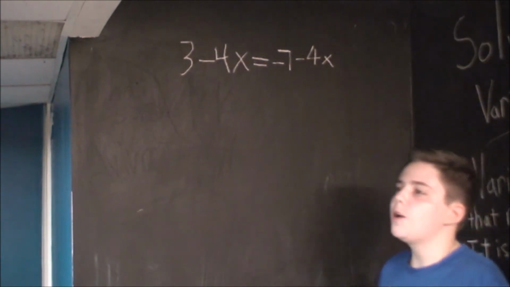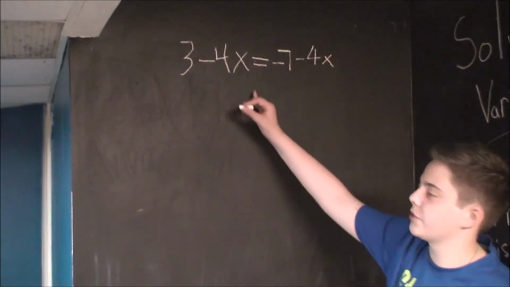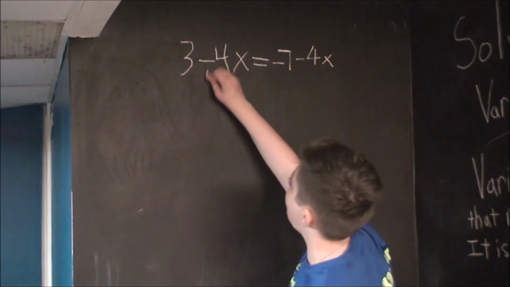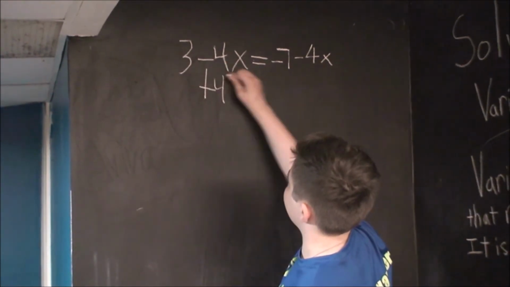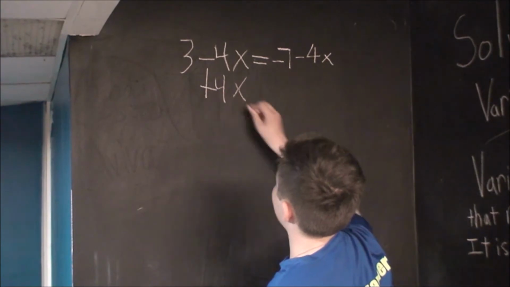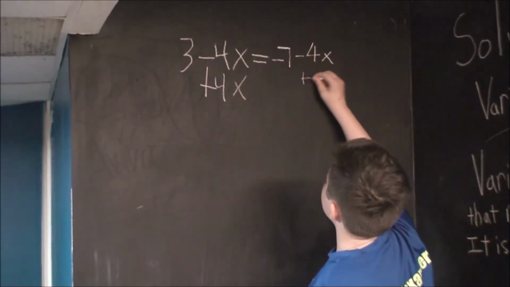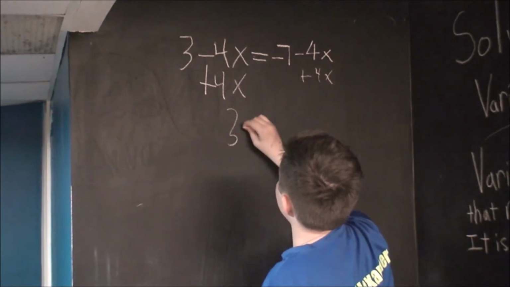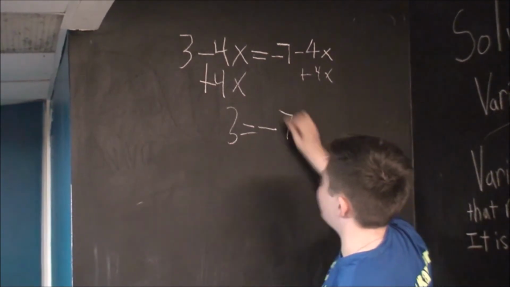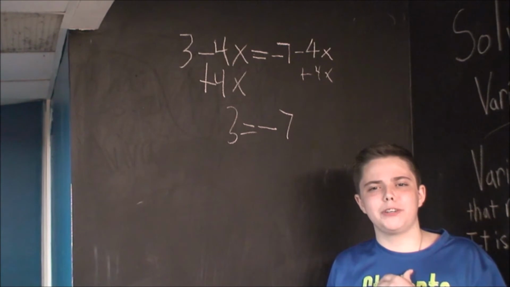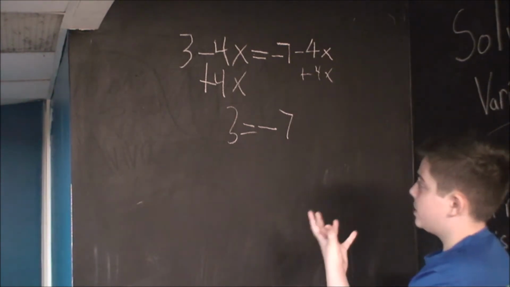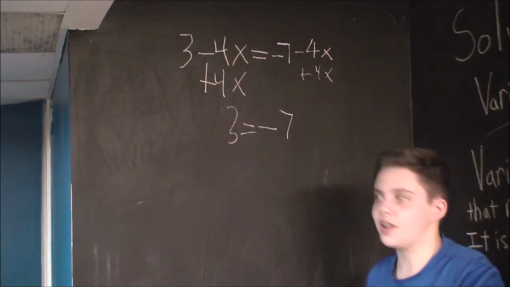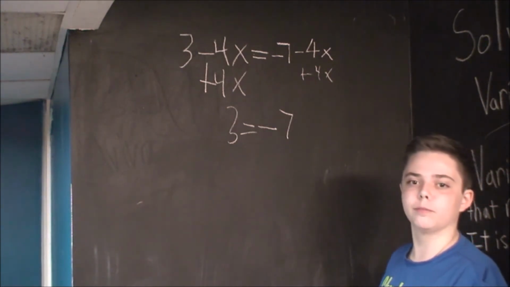So for this problem, we're obviously going to have to get the variables on one side and the numbers on the other side. To do that, we're going to add 4x to both sides. That's going to end up being 0, and that's going to end up being 0 as well. Now we end up with 3 equals negative 7. That seems a bit peculiar, doesn't it? Whenever you come up with an answer like this, it means you have no solution, and then you are finished with the problem.